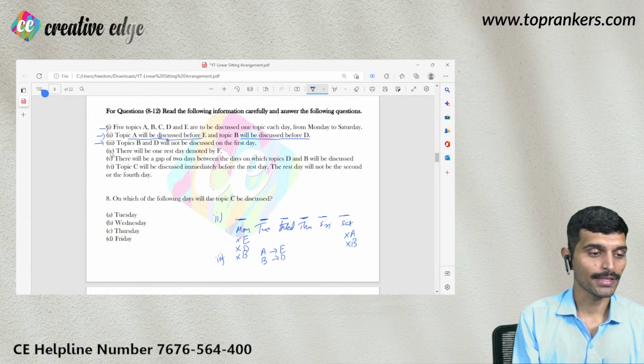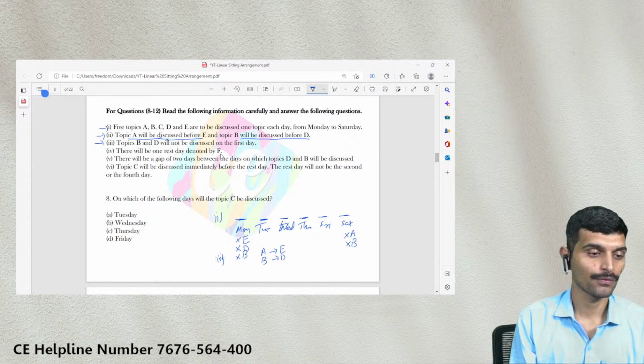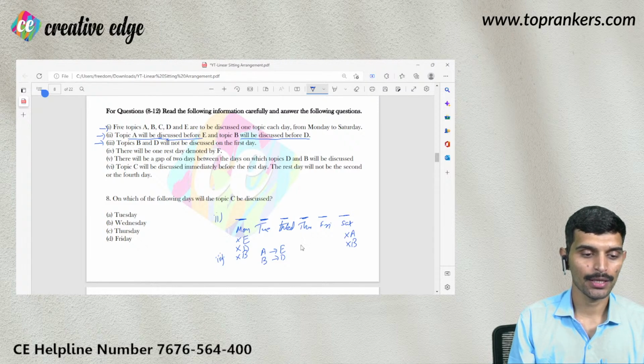Let's see the next clue. It says there will be one rest day denoted by F. So one rest day we are denoting by F, as we discussed: holiday, skip day, or day to be skipped. So F represents rest day.